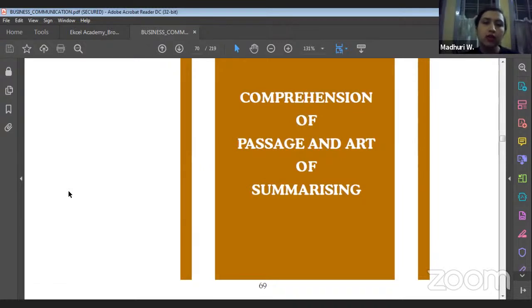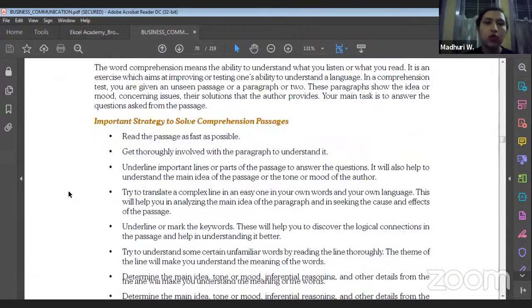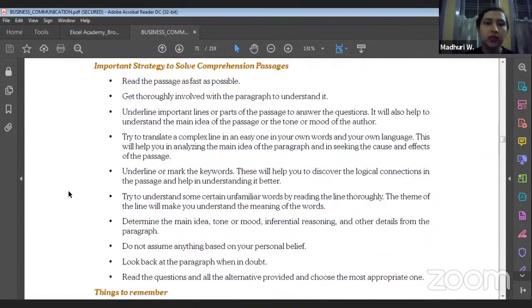Now, very quickly, this is one of the last parts. What is comprehension of passage and the art of summarizing? What are the strategies one uses for comprehension passages? When you have a passage given, how do you generally read it and answer the questions? How do you do it for a written comprehension? Can you tell me in the chat box what strategies you use personally?